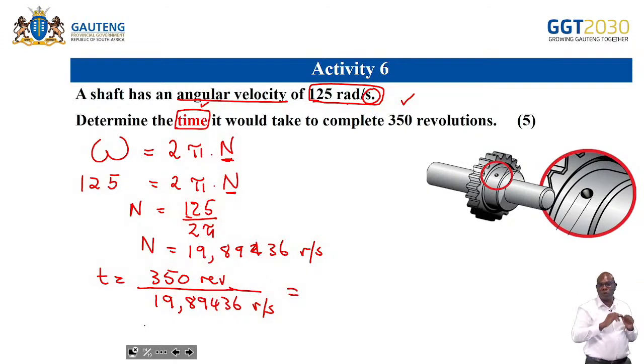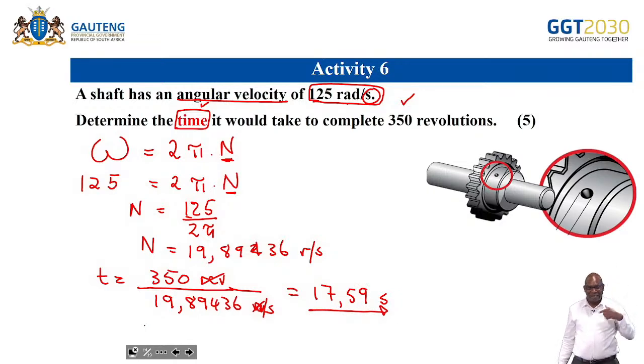There's no way that they talk about anything that we need to change, like minutes. So here you can see the revs cancel out, and I'm left with 1 over 1 over s, which is the same as s. So now I'm going to have 350 divided by 19.89, and that will take 17.59 seconds. So in other words, this thing is too fast. It will complete 350 revolutions in 17.59 seconds.